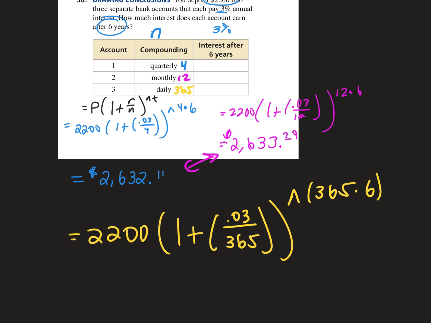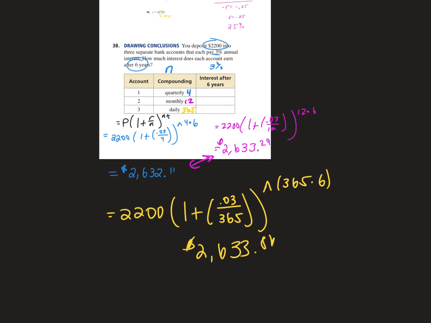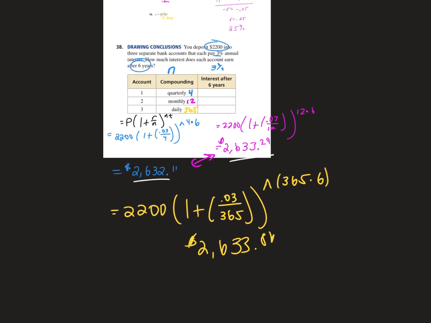So when we do this in our calculator, 2,200, parenthesis, 1 plus, parenthesis, 0.03 divided by 365, close that parenthesis, and then raise it to the 365 times 6, you get $2,633.86. So if you guys notice, all three of these values are very, very similar. So you should not get things that are crazy, crazy different.